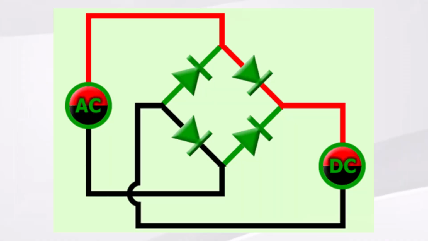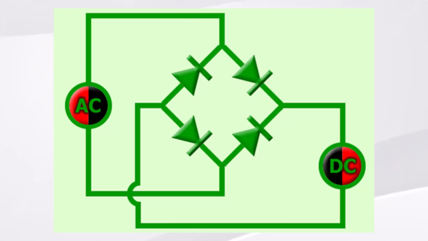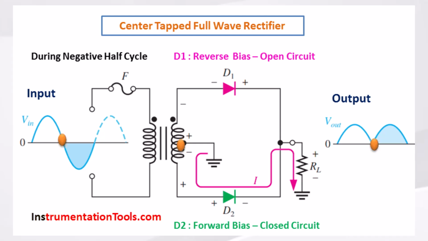Instead of blocking the negative half of the wave, a full-wave rectifier cleverly flips it over, turning it into another positive pulse. This means you get a continuous stream of DC pulses without the long gaps we saw in the half-wave output. It's a much more effective way to harness the available power.